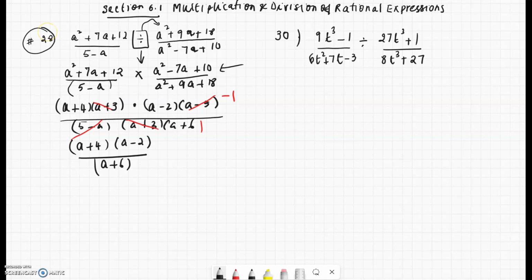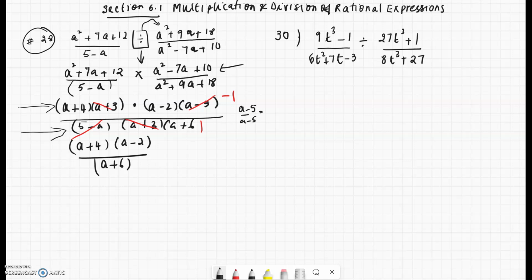So number 28 was the last problem we did. We cancelled all common factors. First, we changed division to multiplication, just like multiplication of fractions. Here we are multiplying rational expressions. The next thing is we've completely factored the numerator and completely factored the denominator. We cancelled all common factors, and the important thing to note here is a minus 5 over a minus 5.